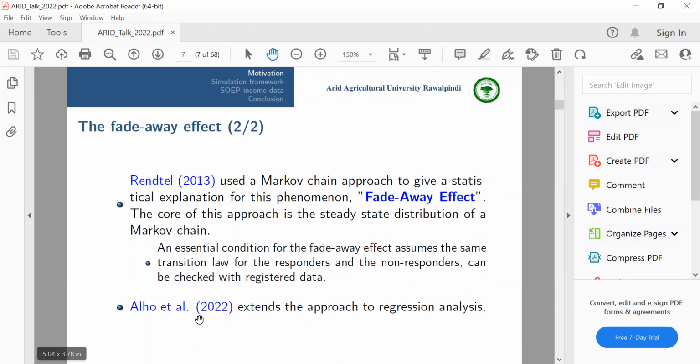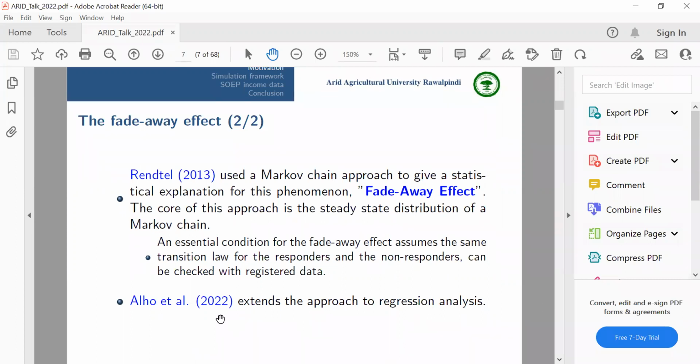Similarly, in 2022, Alho et al. extended this fadeaway approach to regression analysis. So this is our joint paper.